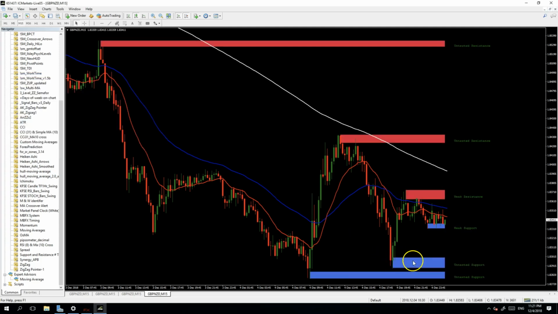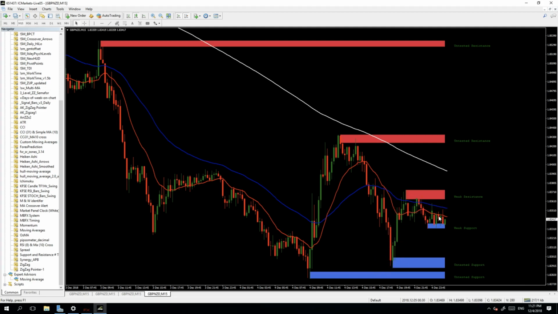So I already knew that there was some support around here anyway. I think I was looking at this support. I knew there's already support here, so I didn't want to stay in too long, and you can see straight away what happened. It bounced off this support zone and now went into consolidation.